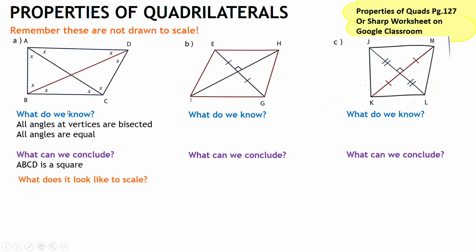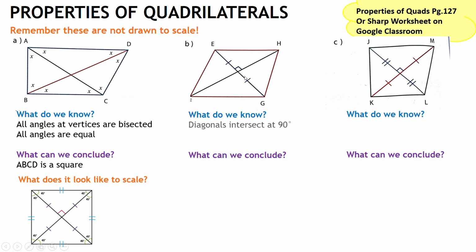So what does a square look like to scale? Here it is. If you look at the angles of a square, all of them are equal to 45 degrees. Then have a look at your next diagram. So what do we know in the next diagram? We know that the diagonals intersect at 90 degrees.